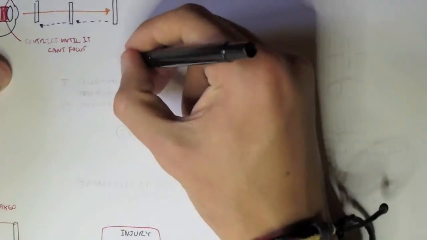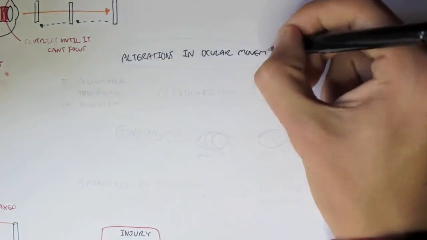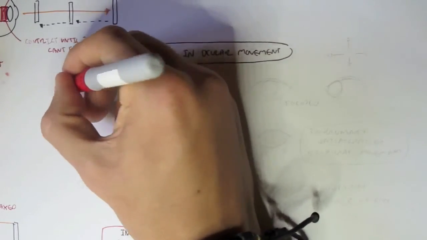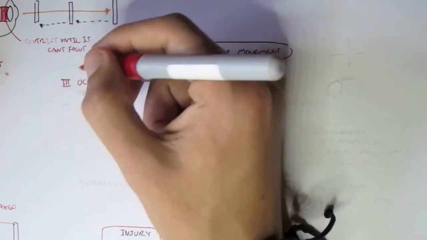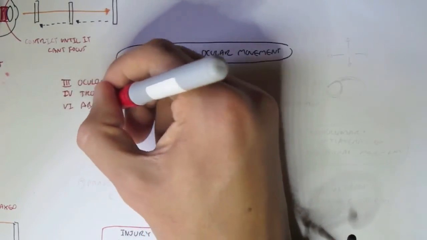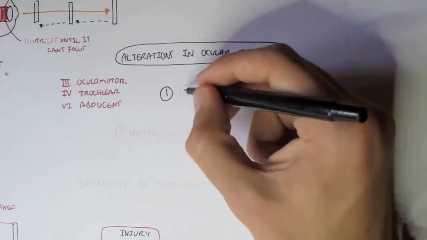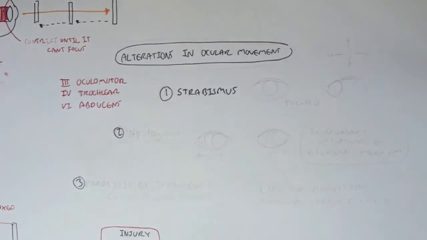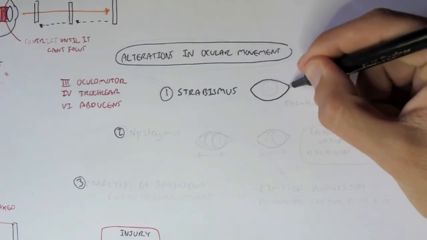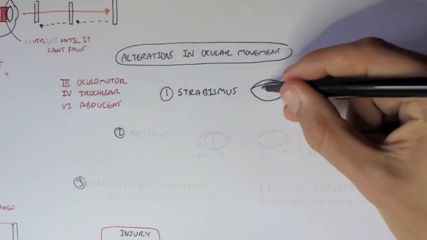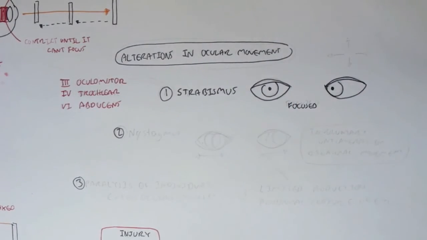Next, there are alterations in ocular movement. And alterations in ocular movement basically means there's damage to certain cranial nerves, especially cranial nerve 3, the oculomotor nerve, nerve 4, the trochlear nerve, and nerve 6, the abducens nerve. Damage to these nerves can cause three major problems. A condition known as strabismus, which is essentially, I'll draw it out, when the pupils are focused straight, they're not in the same axis. So one can face medially while one faces in front.